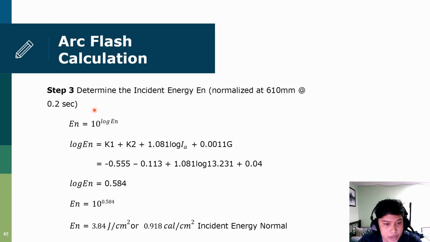In step 3, we determine the incident energy En. So this is the formula. The formula for log En is this one. Substituting the variables, this is the formula. Now, the answer to this formula is 0.584. Substituting this value to this one, which is 10 raised to 0.584. The answer to that is 3.84 joule per square centimeter or 0.918 calorie per square centimeter.